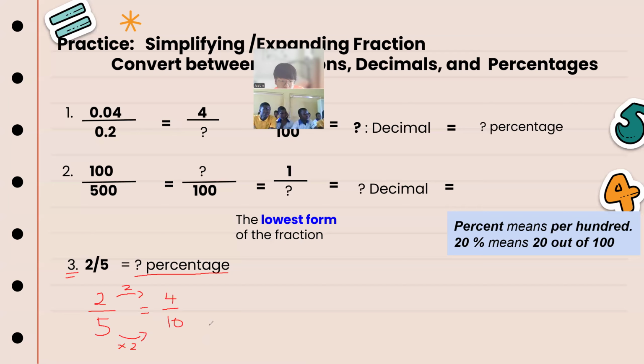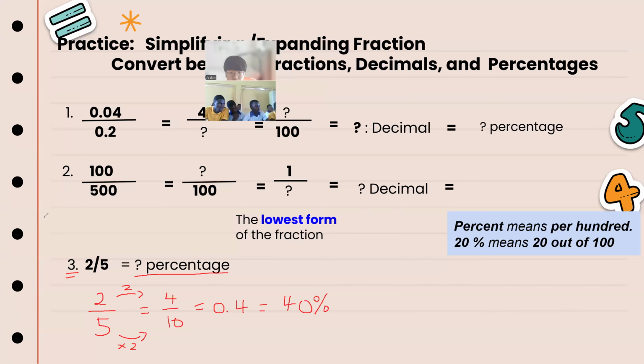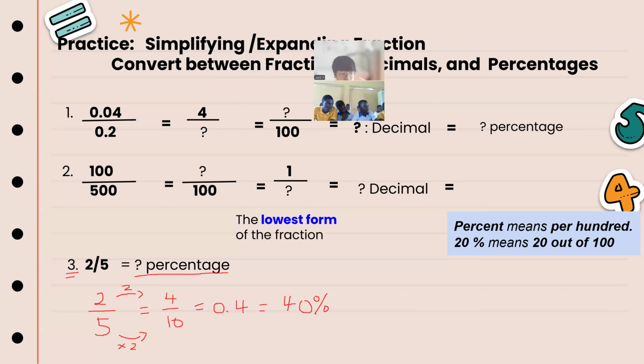And what is 4 over 10? That's 0.4, or, yeah, 40%. Great job in solving this. So I think the explanation is shown here.